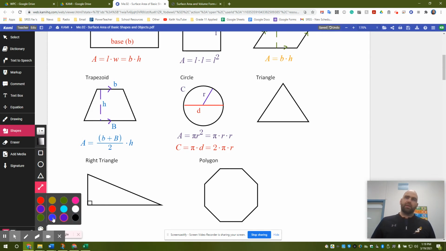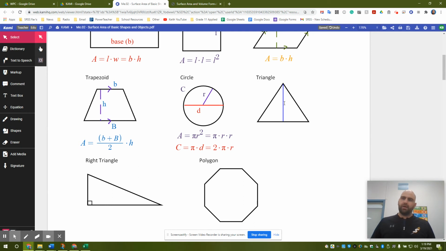Next shape we're going to take a look at is a triangle. And a triangle has two measurements that we need to know, at least for area. Number one, we need to know the base length, as well as we need to know the height of a triangle. And this right here is the height of the triangle. Put that in there.